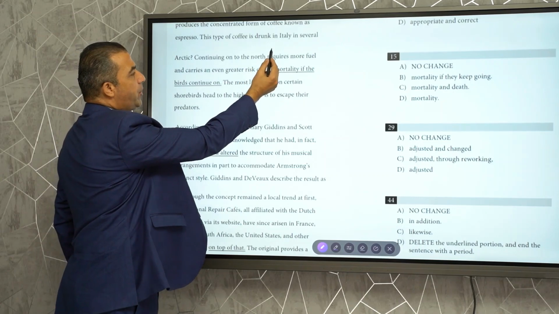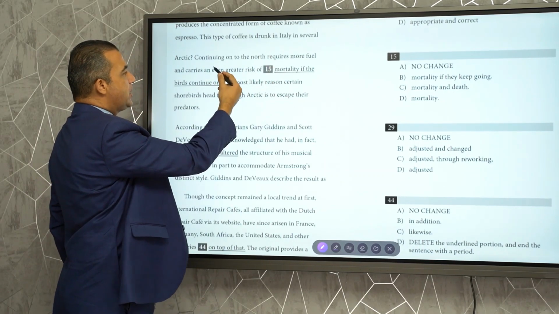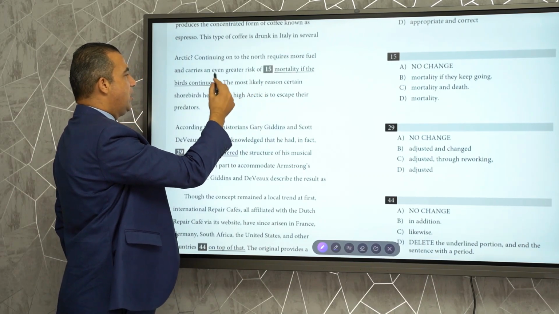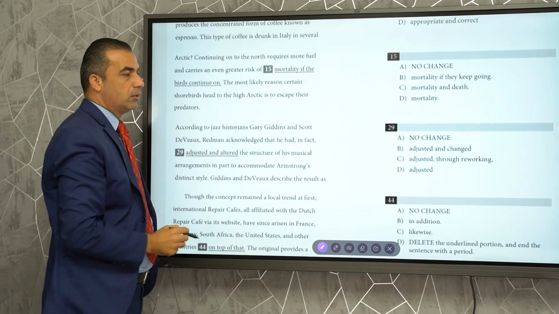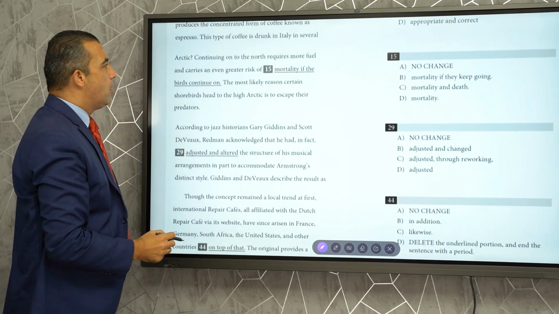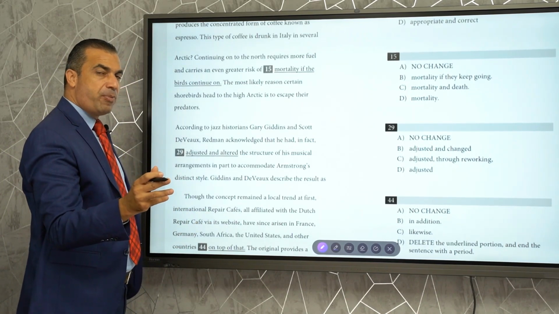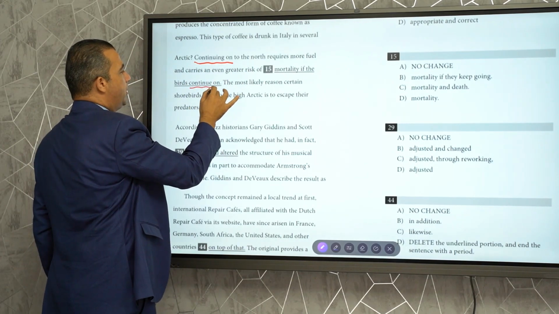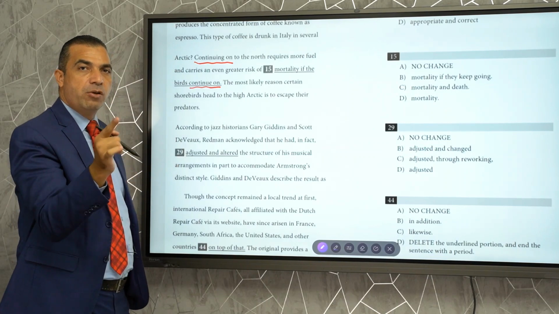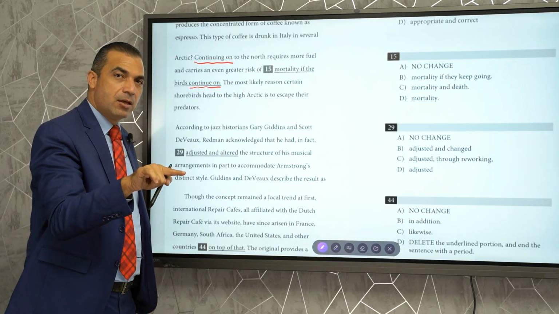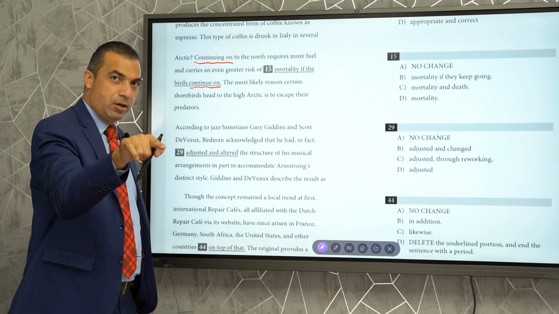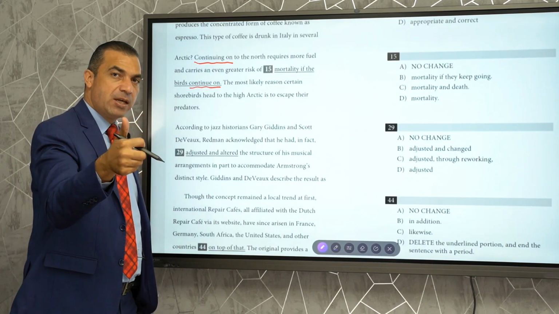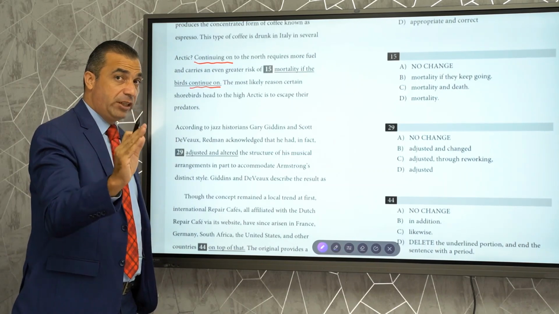Continuing on, the north requires more fuel and carries an even greater risk of mortality if birds continue on. Okay? Did you notice something? Of course. Continuing on, continue on. Here you repeat words again. Wrong. Stop using needless words. You have to be very concise and to the point and very clear.